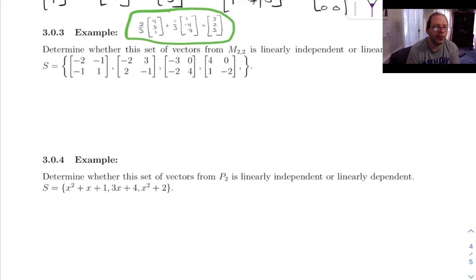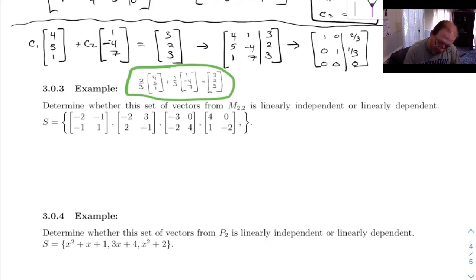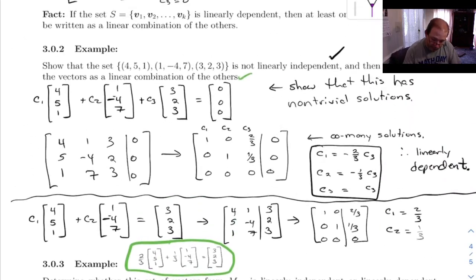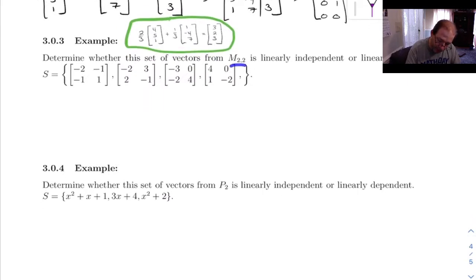Okay, I want to do example 303 and 304 here. Both of these are very similar to the ones we just did. We're trying to determine if a set of vectors is linearly independent or linearly dependent. So we're going to set this up just as before, only now instead of vectors from R3 or R2, we've got vectors from M22 and from the polynomial family.